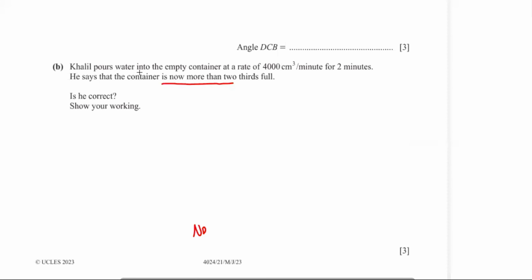Part B. Khalil pours water into an empty container at a rate of 4,000 cubic centimeters per minute for 2 minutes. He says that the container is no more than 2/3 full. Is he correct? Show your working. Now, firstly, we find the volume of the container. The container is the shape of a prism. Therefore, the volume of the prism will be equal to base area times height.